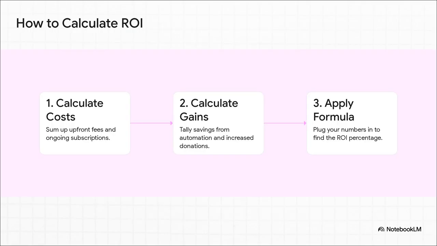The whole thing really just breaks down into three simple steps. First, calculate your costs. Just add up your upfront fees and any ongoing subscriptions. Second, you calculate your gains. This is where you tally up savings from automation and any increase in donations. And finally, you just plug those numbers right into the formula. That's it. You've got your ROI percentage.